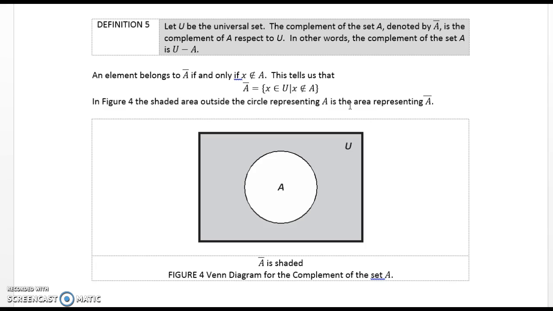Definition 5. Let U be the universal set. The complement of the set A, denoted by A with a hat or a horizontal bar over it, is the complement of A with respect to U. In other words, the complement of the set A is U minus A. An element belongs to the complement of A if and only if x is not an element of A. This tells us that the complement of A is the set of x where x is an element of the universal set and x is not an element of A. In figure 4, the shaded area outside the circle representing A is the area representing the complement of A.